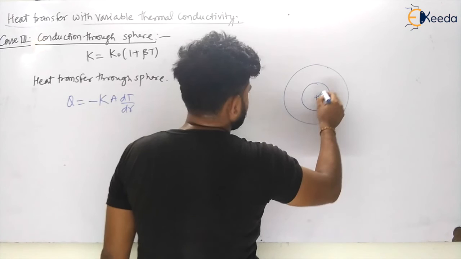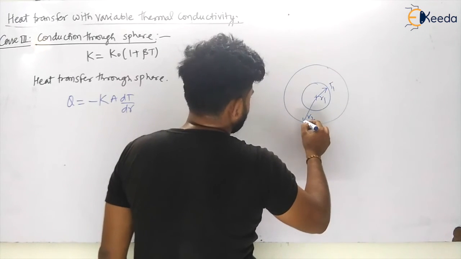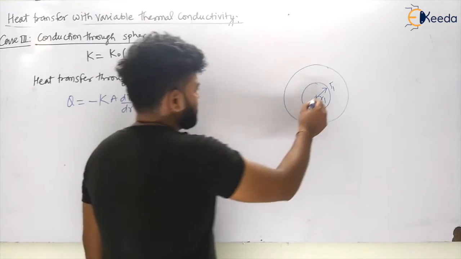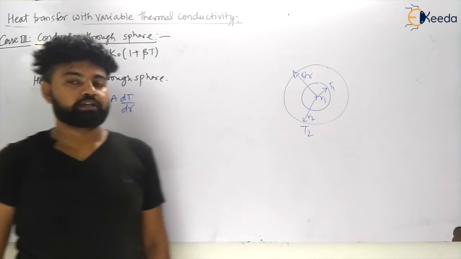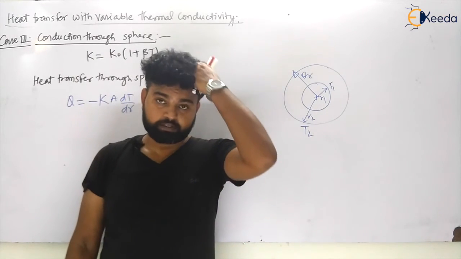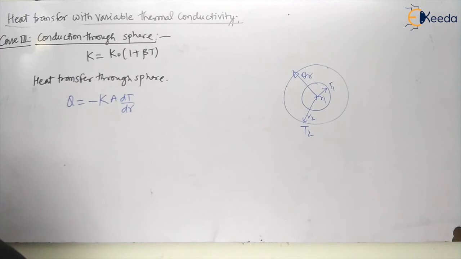Same case. This is R1, this is T1, this is R2, this is T2. And heat transfer is occurring radially. Q_r is occurring radially. So in the heat transfer in the sphere, your heat transfer is occurring radially. Okay. Now let us see.